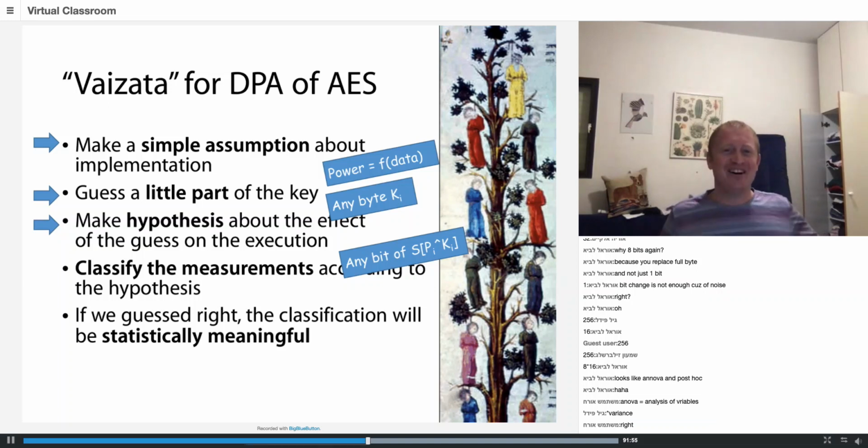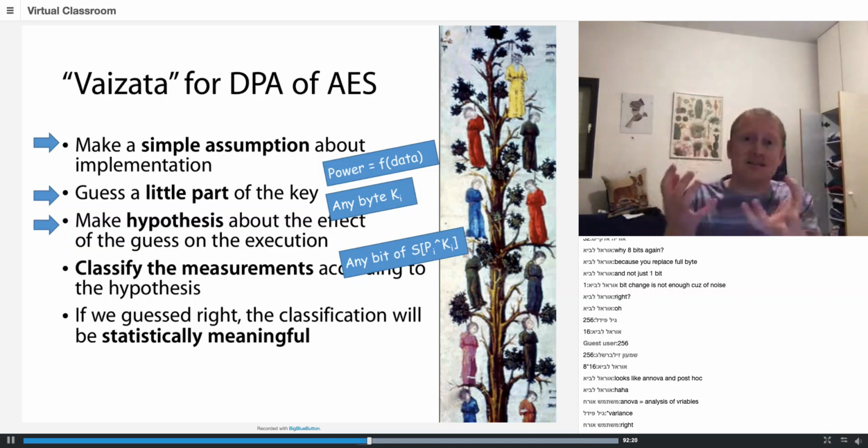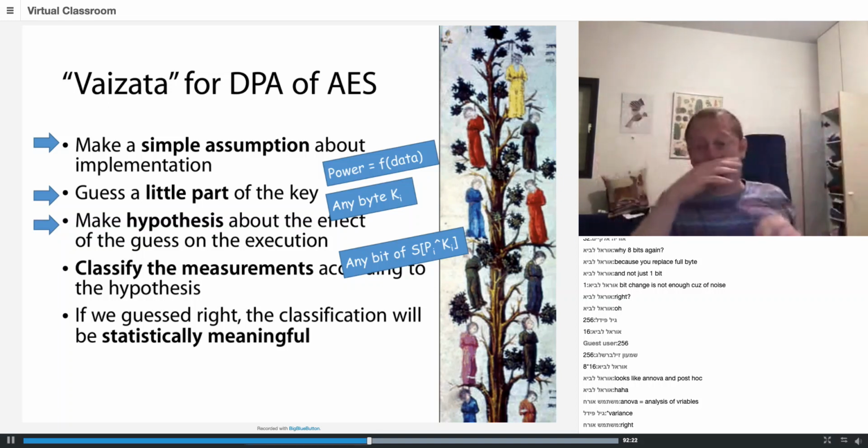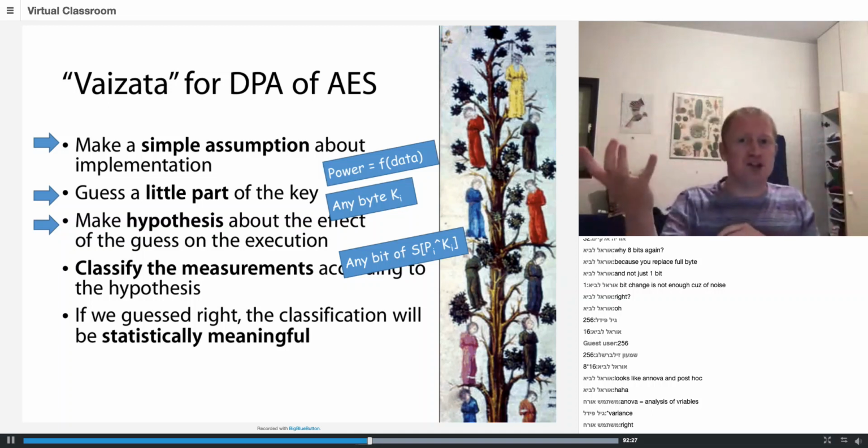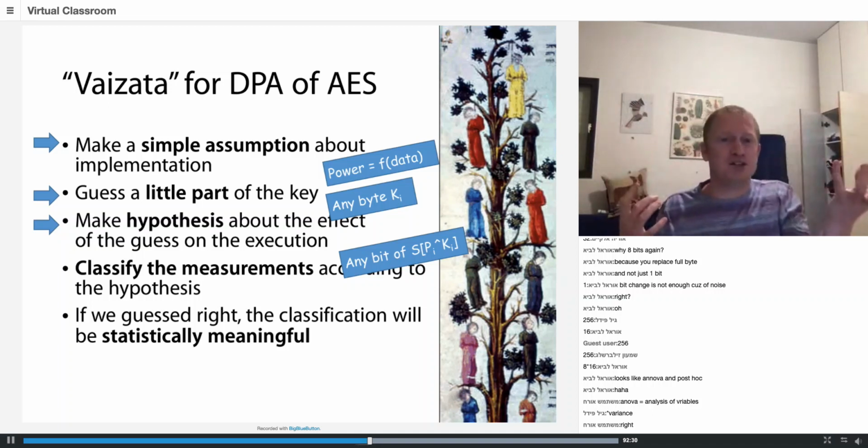Okay, so I'm going to assume that I guessed my byte correctly. I have 256 possible guesses, but each guess gives me a way of splitting my set of traces into two bunches, just as I did in the timing attack. I make a guess, and then according to this guess, I split. How am I going to split? In the case of timing, I'm going to say this bunch takes a longer time to run, and this bunch takes a shorter time to run.